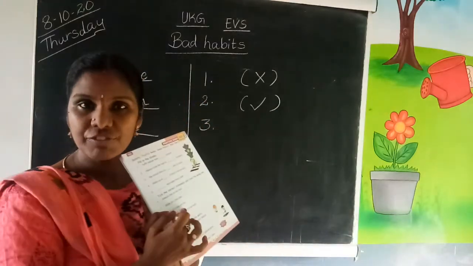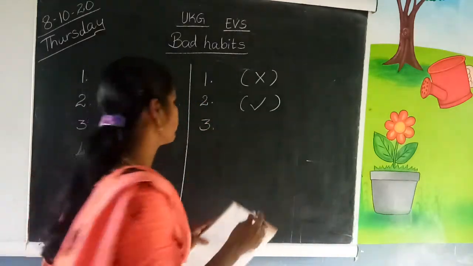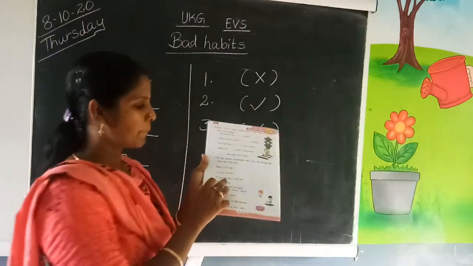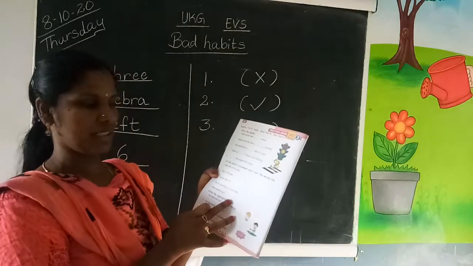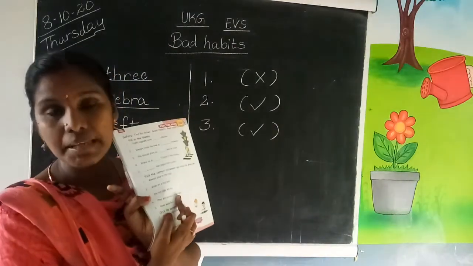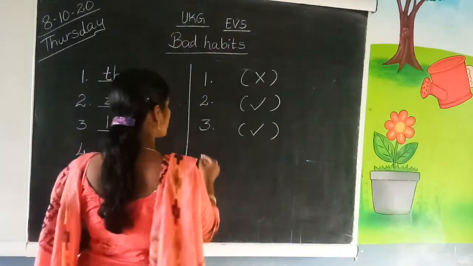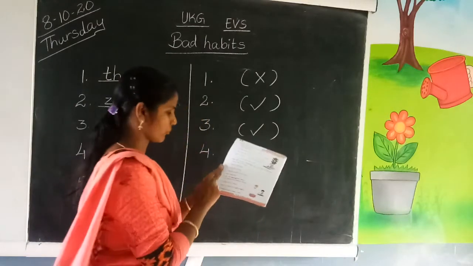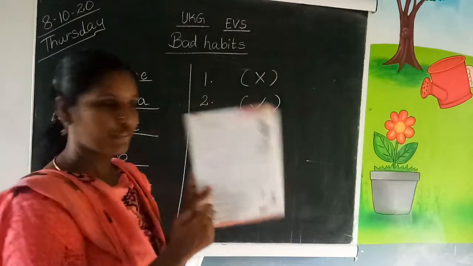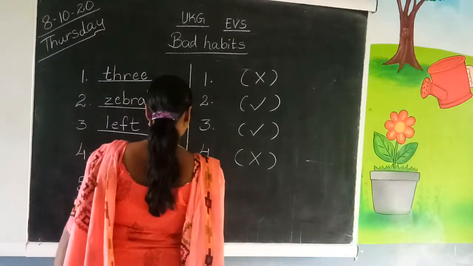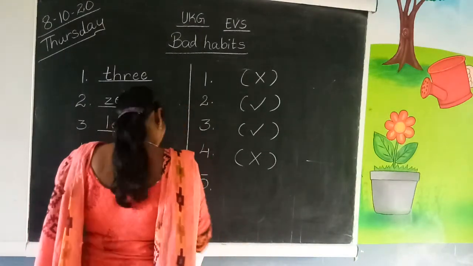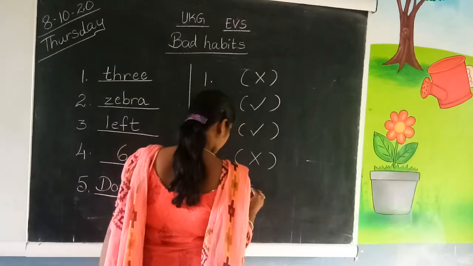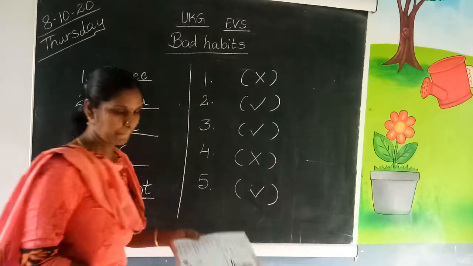Do not play with fire. Fire to aadukokudu. Play and exercise is a good habit. Play and exercise is a bad habit. But it's a good habit. So here the statement is wrong. Never waste food. Yes. Put a tick mark. Okay.